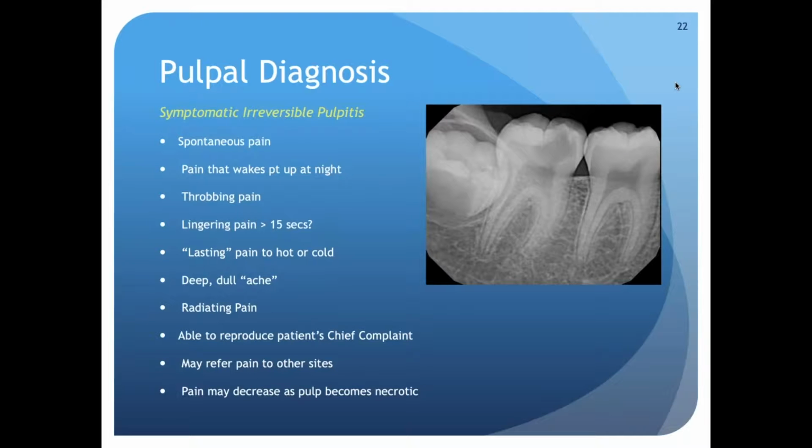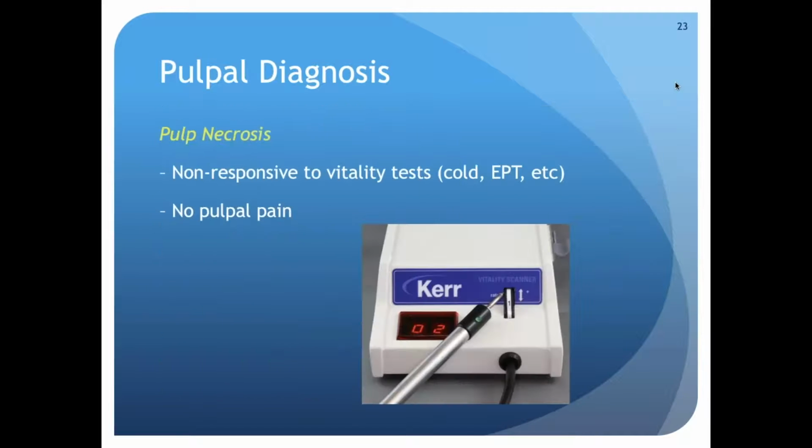And we should be able to reproduce this patient's chief complaint. Referral to other sites can often happen here, and that's where we may want to use that selective anesthesia. And as our pulp becomes more necrotic, that pain oftentimes decreases. So pulp necrosis means that we don't have any more viable tissue. So that means it's non-responsive to any kind of vitality test, cold, EPT, hot, and there's no pulpal pain. So the nerve is completely dead at that point.